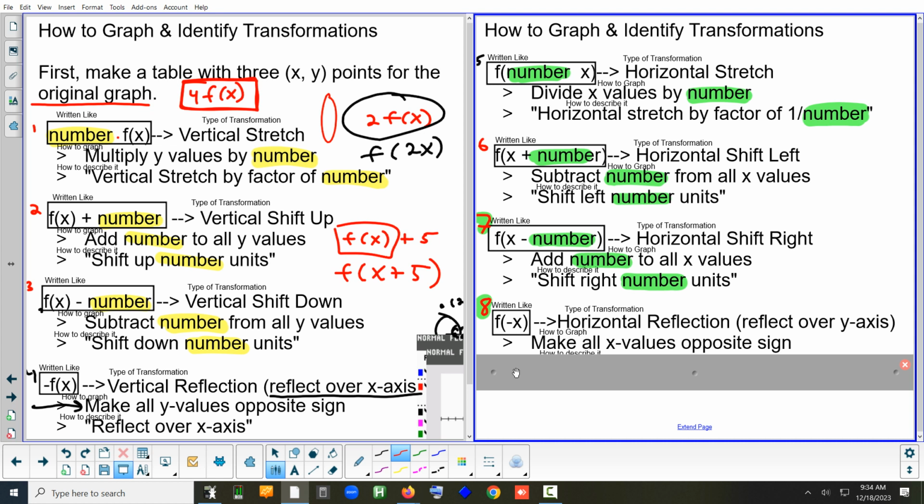And the last thing is how to describe it. What do you think I'm going to write under how to describe it, based on what we had in box 4? Reflect over y-axis. Exactly.